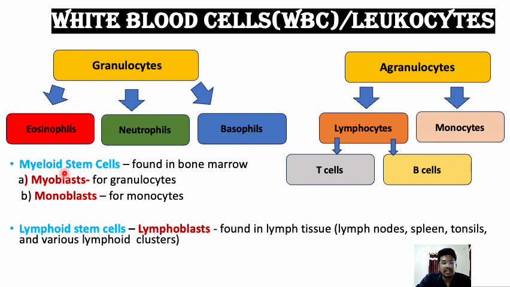The myeloid stem cells and lymphoid stem cells are the stem cells for the formation of these white blood cells. From the myeloid stem cells, which are found in the bone marrow, there are 2 types, myeloblast and monoblast. The myeloblasts are required for the formation of the granulocytes, whereas the monoblasts are required for the formation of the monocytes. In the case of the lymphoid stem cells, the lymphoblasts are the stem cells. They are found in the lymph tissue. The lymph tissues are found in various lymph nodes, spleen, liver, and bone marrow, and various lymphoid clusters. You have probably heard about that in your anatomy classes. The lymphoid cells are found in these tissues.